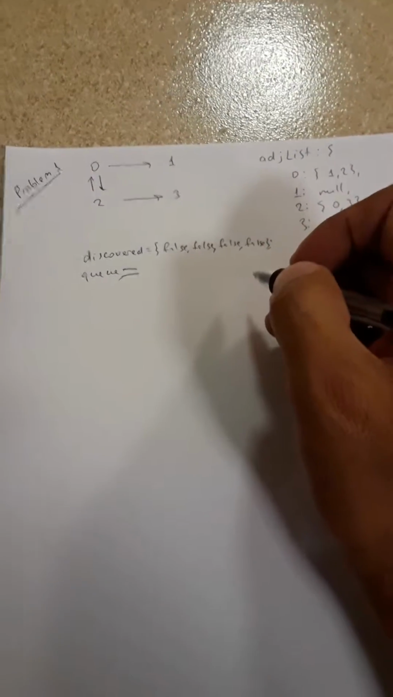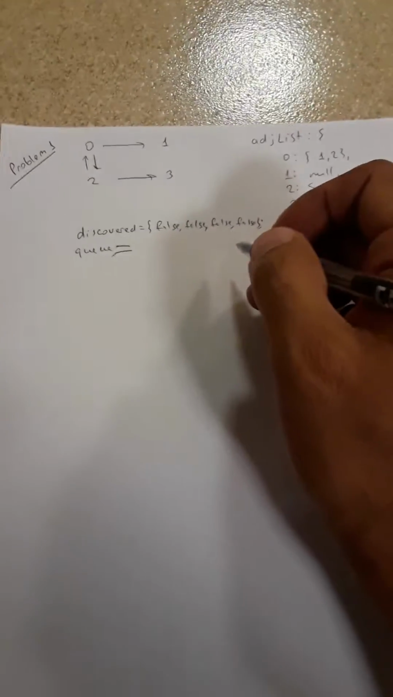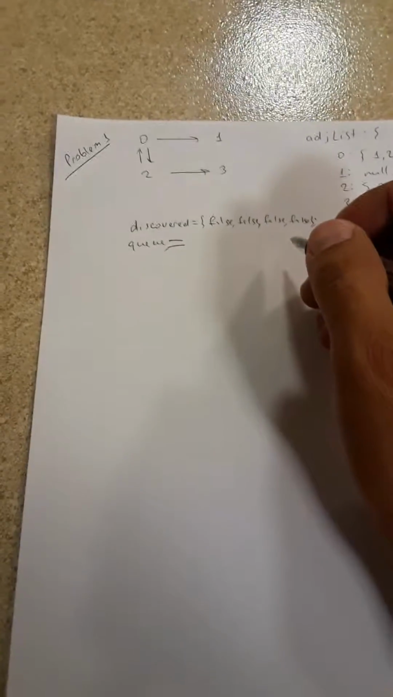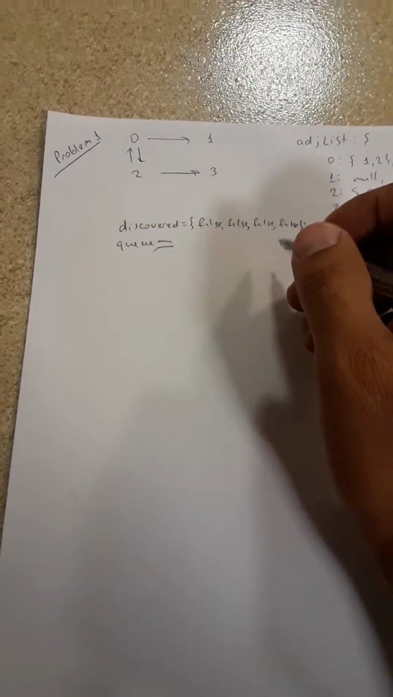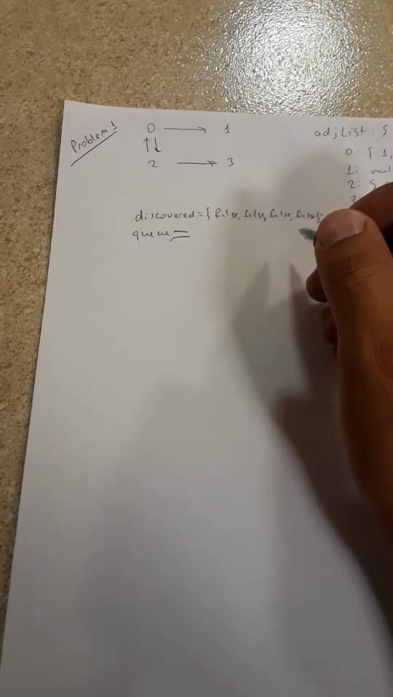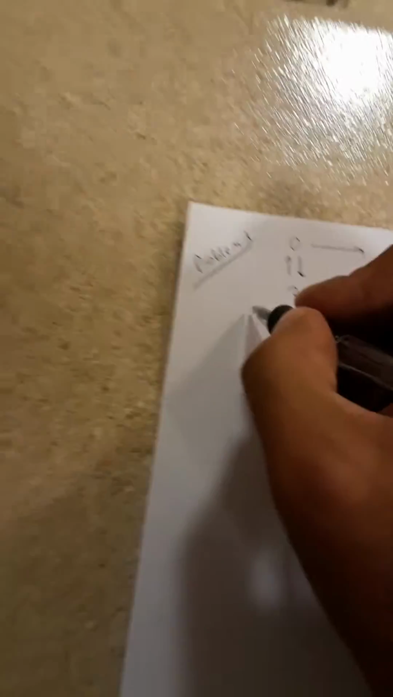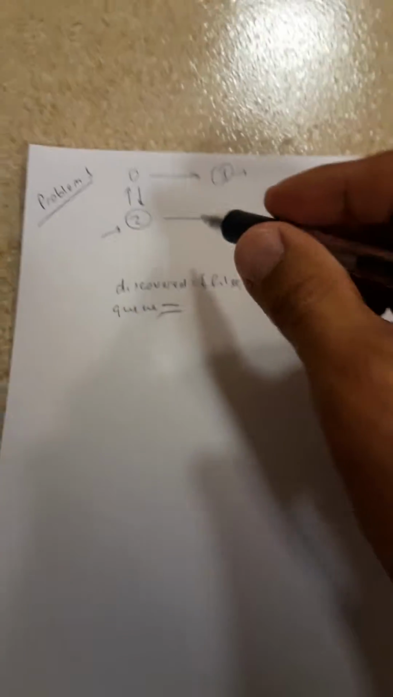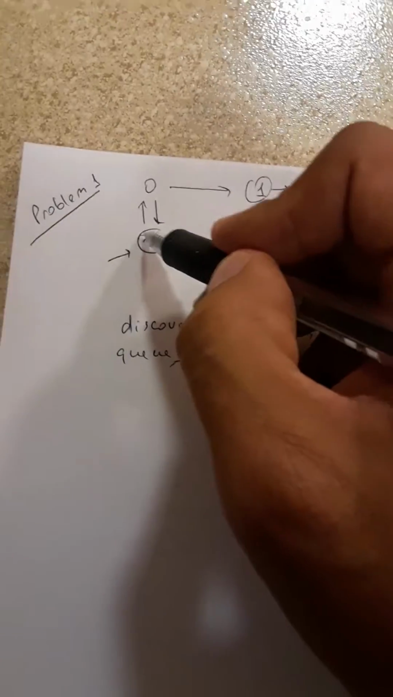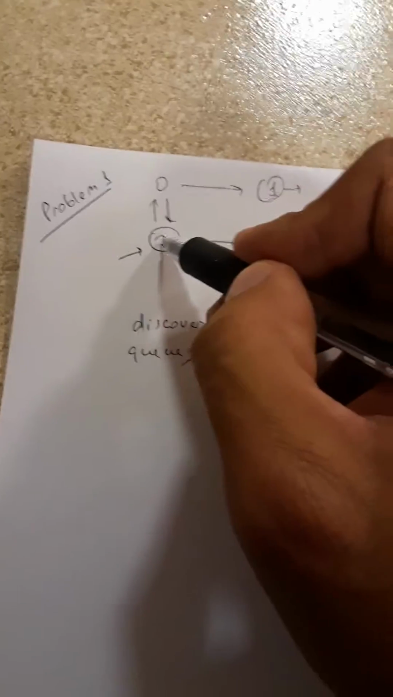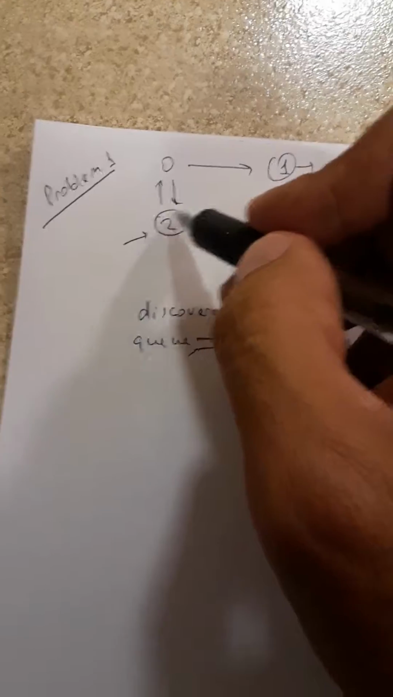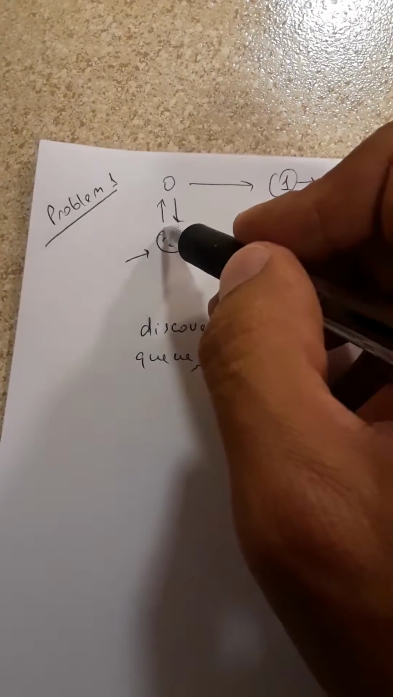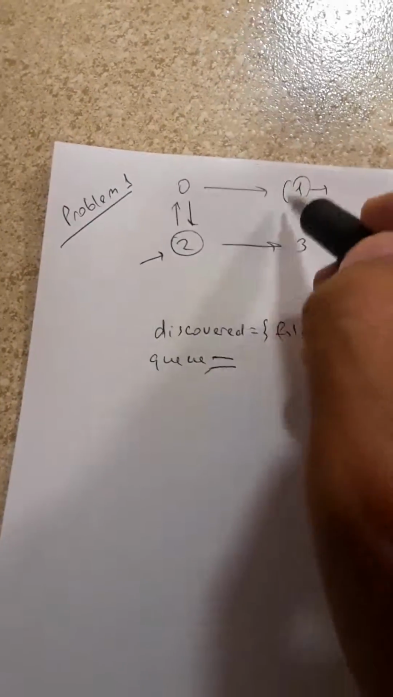Hello, so here's problem number 1 of the graph assignment. In this assignment we have to determine if there is a path between two edges of a graph. For example, this 2 is the starting source and this one is the endpoint, and we have to determine if there is a path from 2 to 1. In our case we'll check first if there is a path from 2 to 0 and then from 0 to 1.